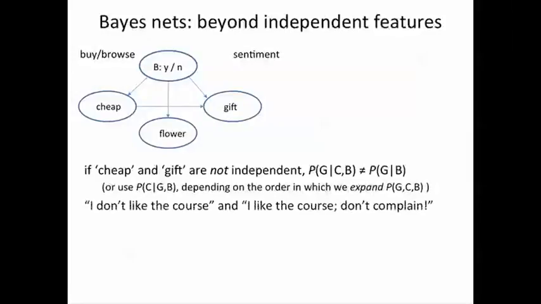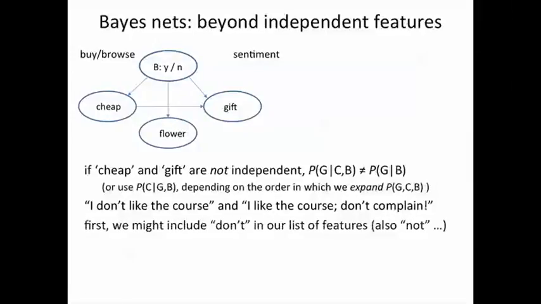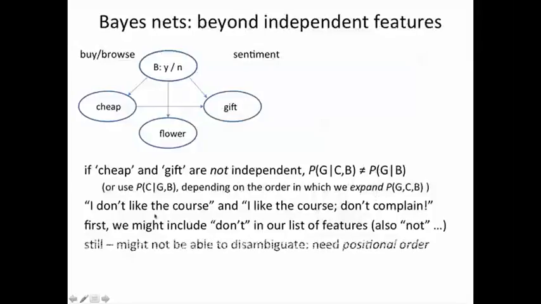Another example could be the sentiment from comments. A comment like "I don't like the course" and "I like the course, don't complain" both contain the words don't and like, but they are clearly different sentiments. So at first we might include don't in our list of features, along with other negatives like not, etc. But that doesn't quite do the work, because we also need to deal with the positional order in which these words occur. Just including negatives doesn't allow us to disambiguate between "I don't like the course" and "I like the course, don't complain."